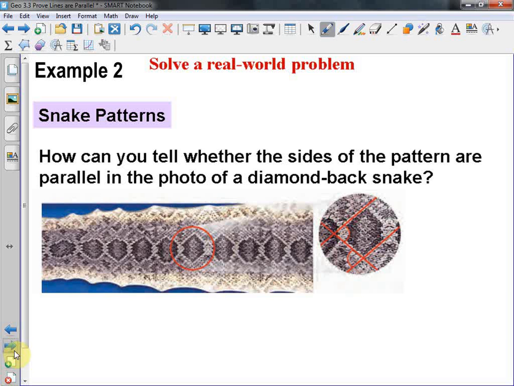All right, so here there's a picture of a rattlesnake. What they want to know is, can we tell that the sides of the pattern are parallel in the photo? Now, if we look here, I'll highlight it. What did we just make right there? A transversal, right? And then they give me these little quarter circles. What do those mean? They're congruent, right? They're the same. Are those blue lines parallel?